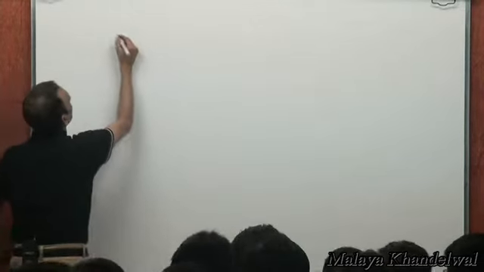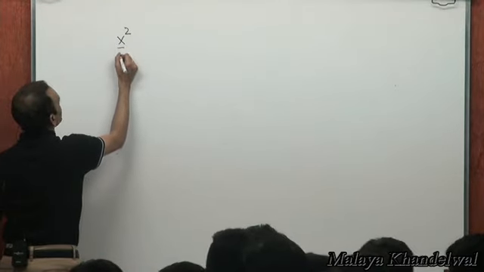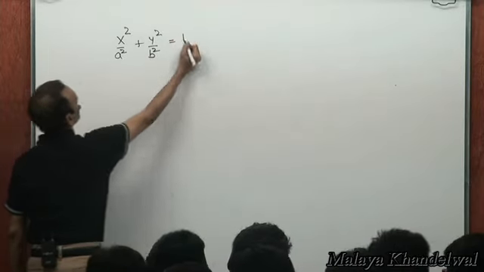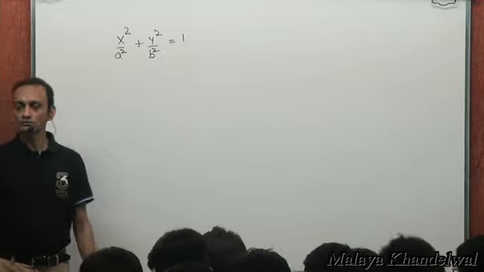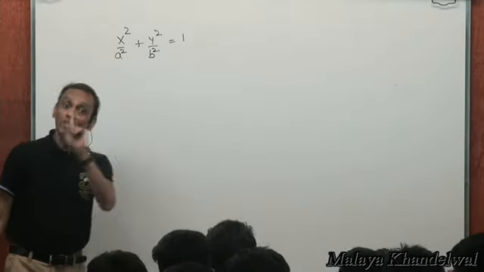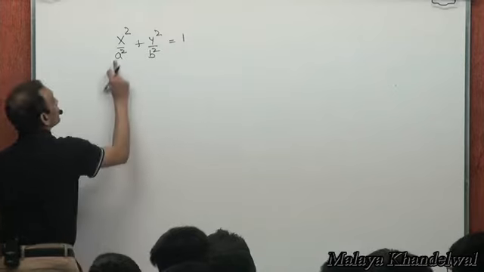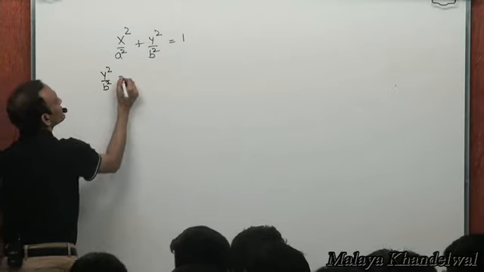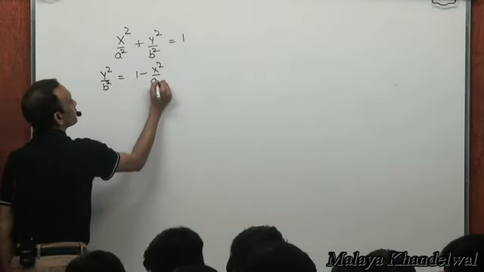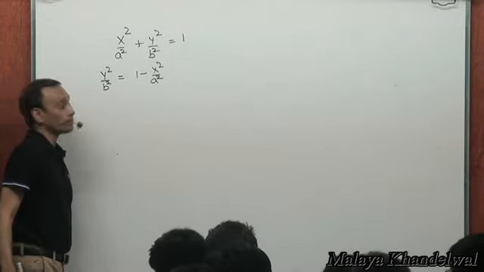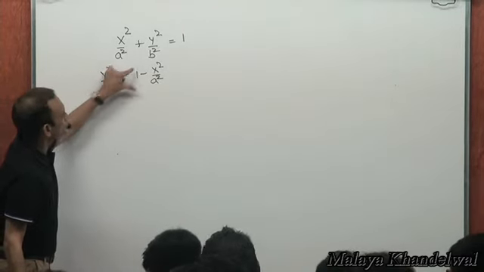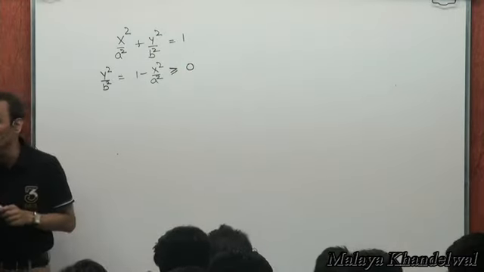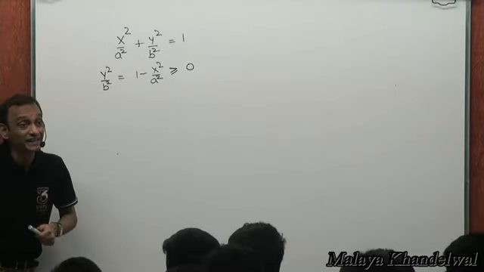So, I now want to be able to trace this: x squared by a squared plus y squared by b squared equal to 1. One thing for sure, y squared by b squared is 1 minus x squared by a squared. But this is non-negative, so this would also be non-negative. So this would always be greater than or equal to 0 for all x, y on the ellipse. For all points on the ellipse, this would be greater than or equal to 0.